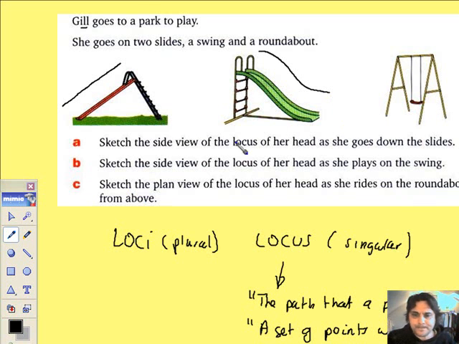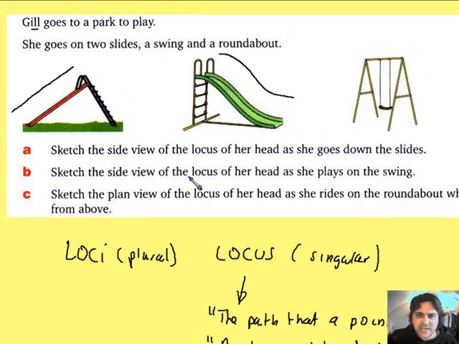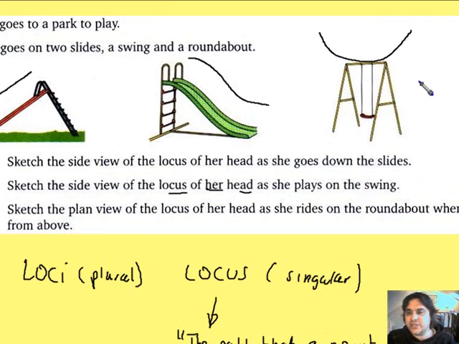Now what about this part B? Sketch the side view of the locus of her head. Good wording. As she plays on the swing. What's that going to do? It goes back and forth. It's going to follow a path that looks a bit like that, and back and forth and back. Essentially, that's your answer. It's that curved line there that demonstrates the path that her head takes as she swings back and forth on the swing.